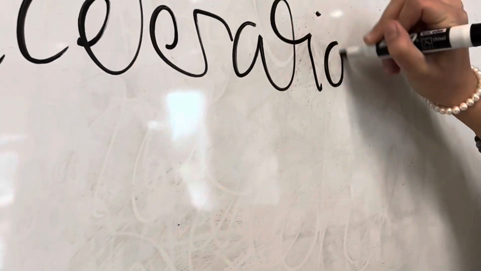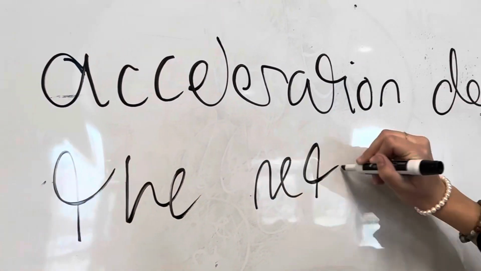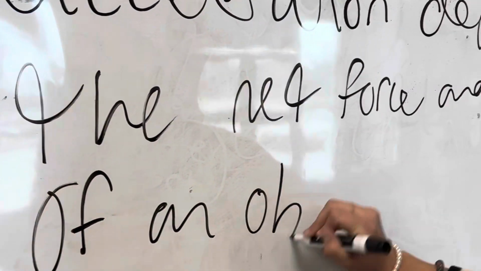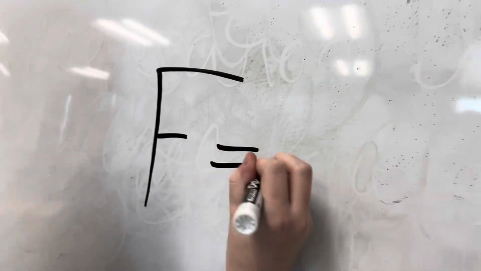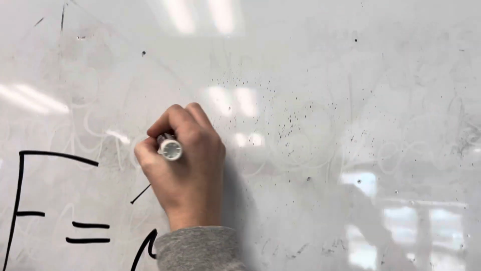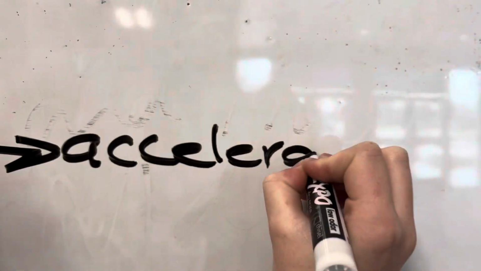Newton's second law states that the acceleration depends on the net force and the mass of an object. The equation for Newton's second law is F equals ma, where F stands for force, m stands for mass, and a stands for acceleration.